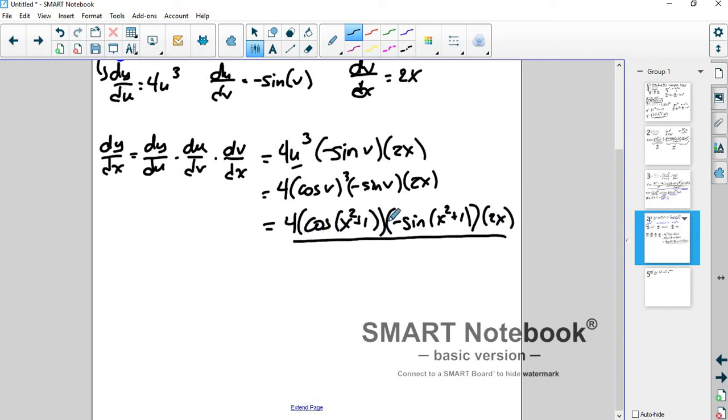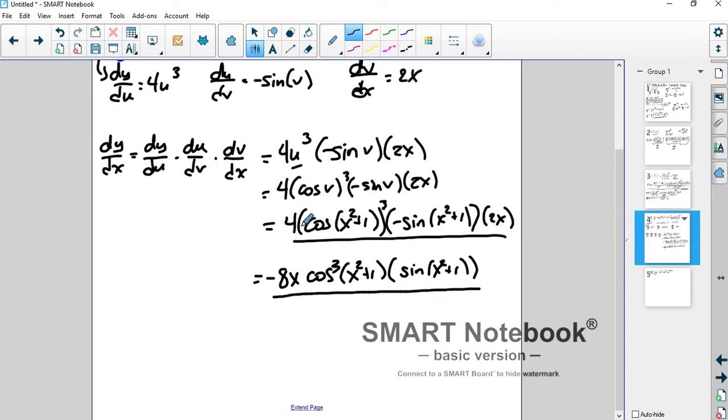If you wanted to combine constants, 2 and negative, you get negative 8x out front, cosine cubed of x squared plus 1 times sine of x squared plus 1. That would be a little bit simpler version of it, but I would be okay with this.